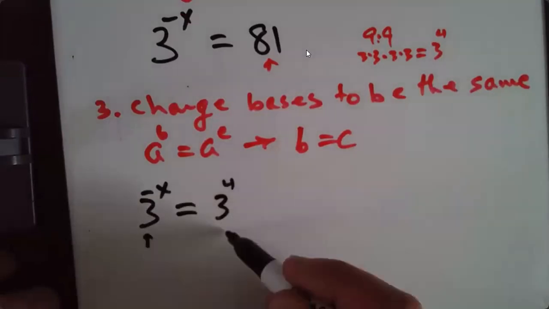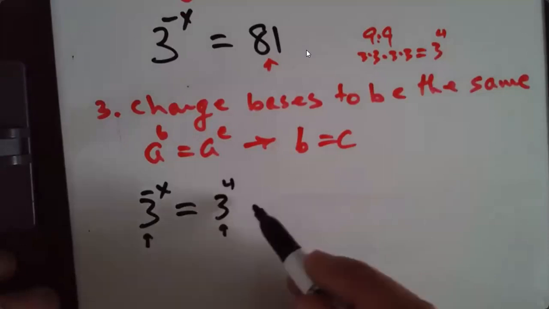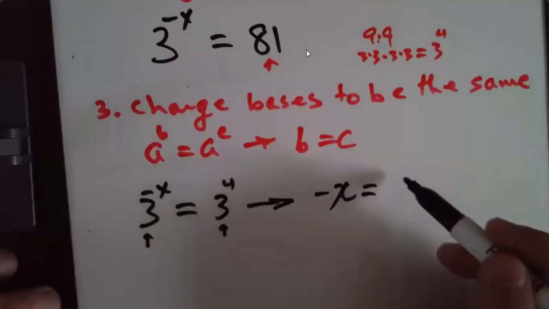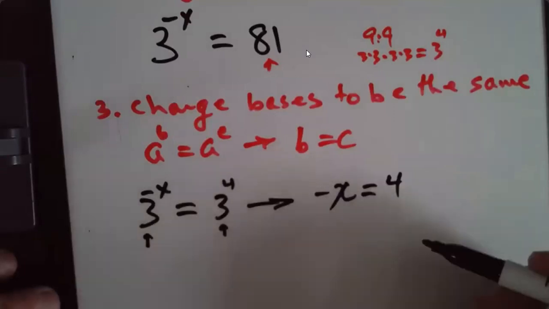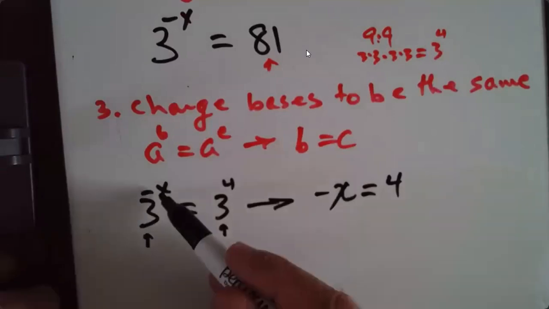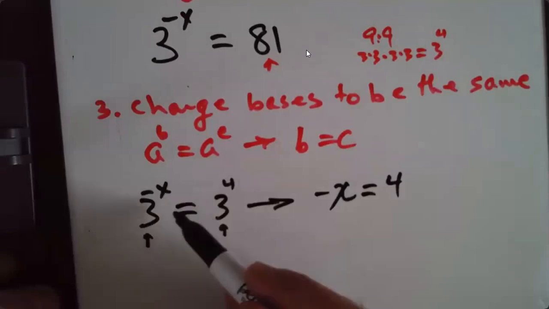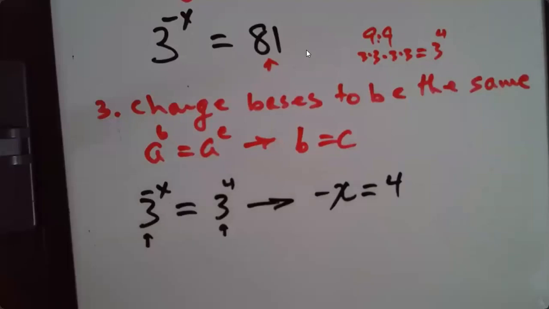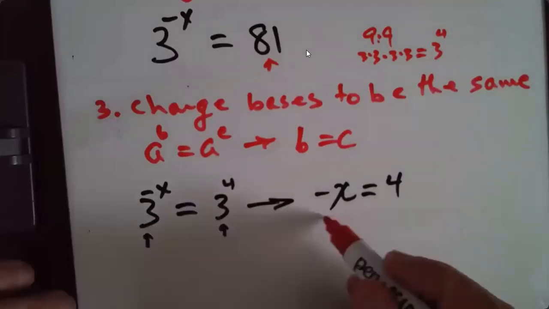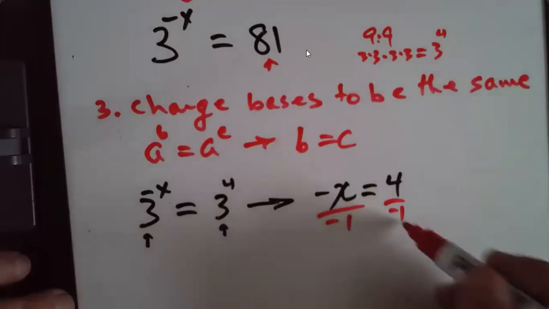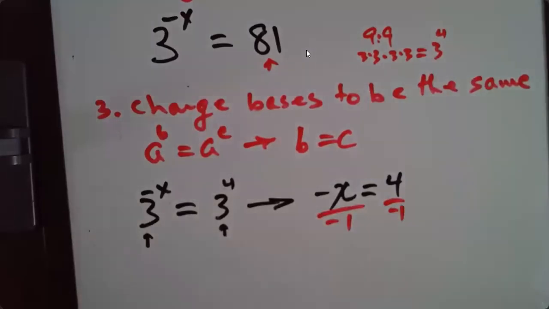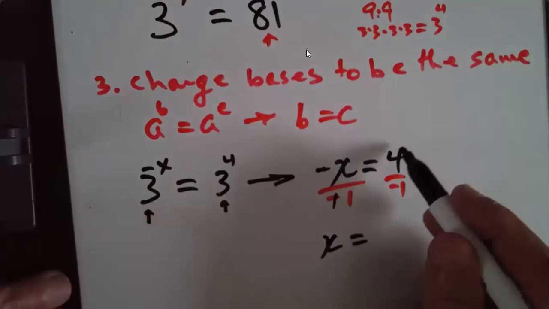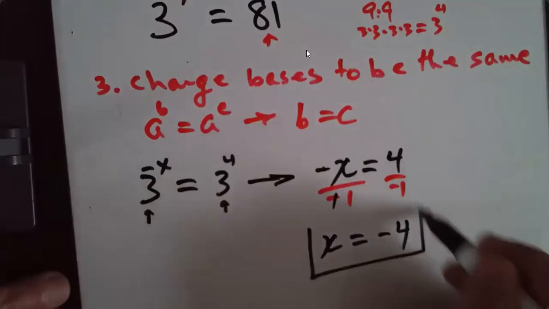Now that the bases are the same, we can apply the properties of exponents by setting the exponents equal to each other. The left exponent is negative x, and the right exponent is 4, so that's going to be on the right side. We've got to isolate that negative, so we divide both sides by negative 1. Negative divided by negative is positive, so the x remains, and 4 divided by negative 1 is negative 4. That's our answer.